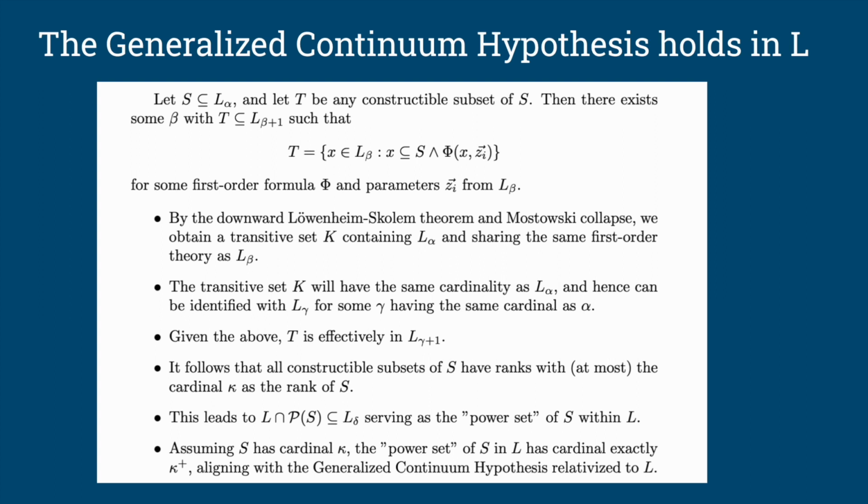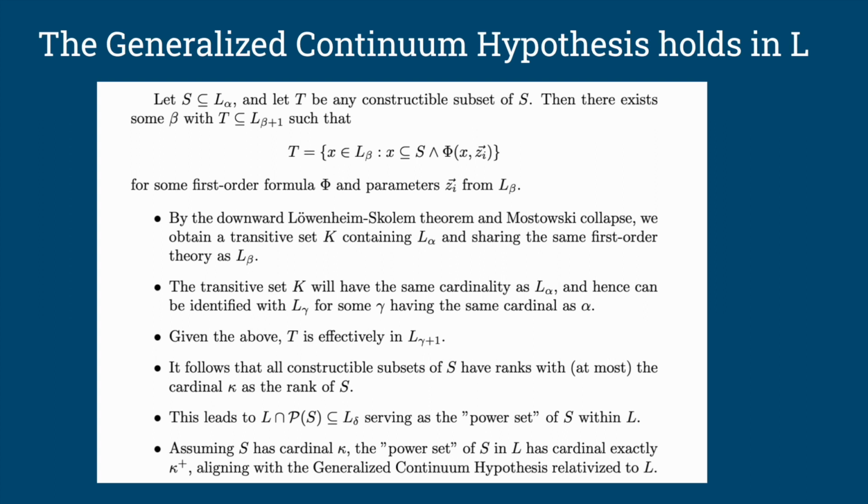So then given the above, T is effectively in floor L sub gamma plus 1. And then it follows that all constructible subsets of S have ranks at most the cardinal kappa as the rank of S. So this is an interesting observation. This is saying that all the groups we can build using the elements of S fall within a certain range, or here we call it rank, which we've named kappa. And kappa is sort of a label that tells us where S sits in this hierarchy of our mathematical skyscraper.